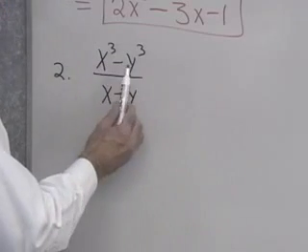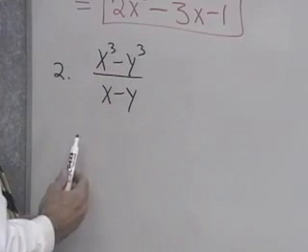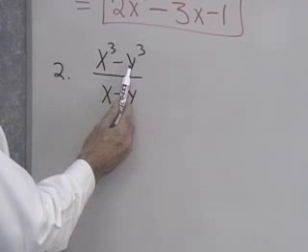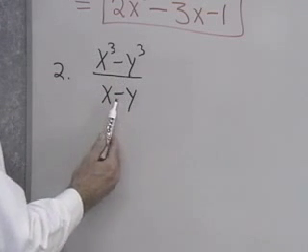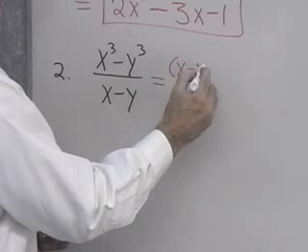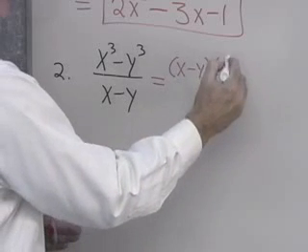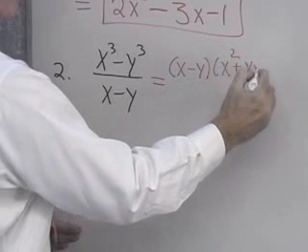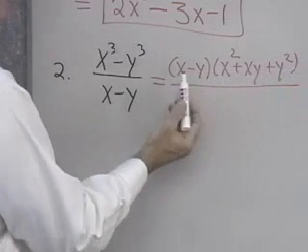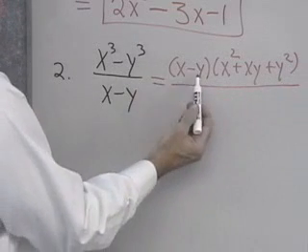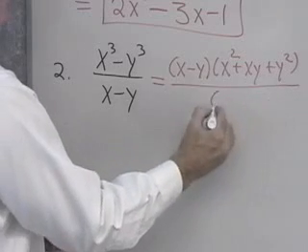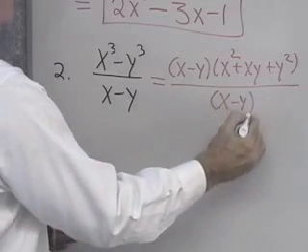Here I have x cubed minus y cubed divided by x minus y. Now I know that I can factor the difference of two cubes here, and one of the factors will be x minus y. So in this case, I can simply do my division by factoring the numerator and then dividing out common factors. So remember, I've memorized this formula for factoring the difference of two cubes, x minus y, x squared plus xy plus y squared. And that's all over x minus y.